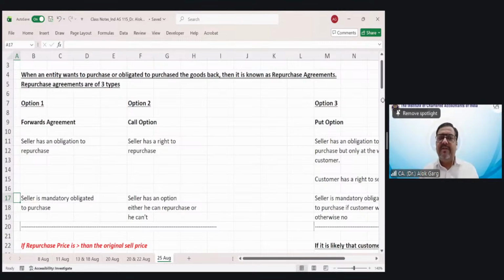Forward agreement, seller is obligated to purchase. Call option, seller has an option to purchase. Seller has a right to purchase, of course, at the discretion of the seller. Put option, seller is obligated to purchase only when the customer wants to sell. Otherwise, no.